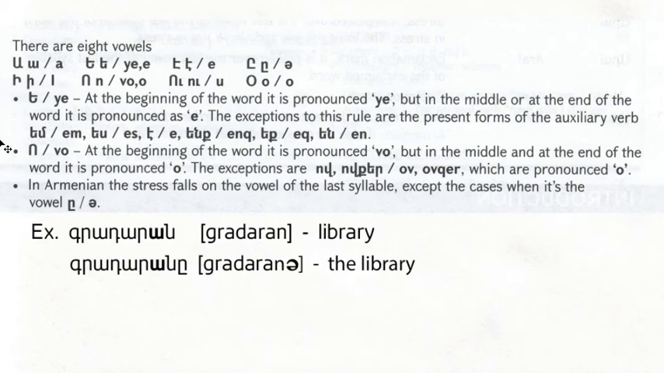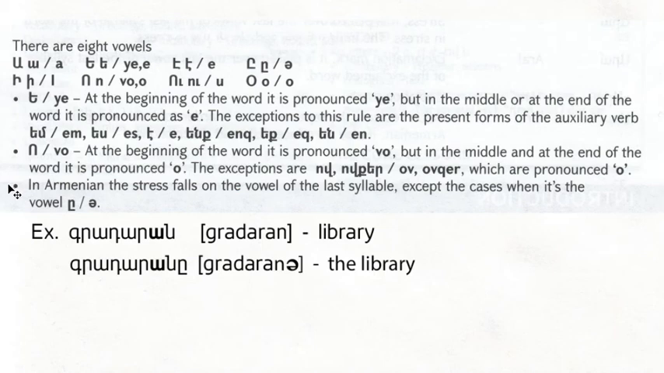The vowel VO is pronounced VO at the beginning of the word. When it is in the middle or at the end of the word, it's pronounced O. Exceptions are the words of kesh, which means who singular and who plural. In this case, they are pronounced O.